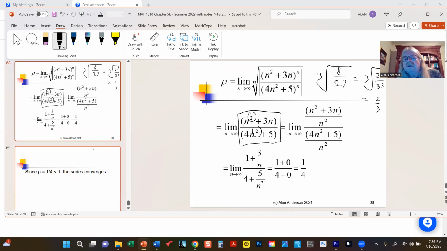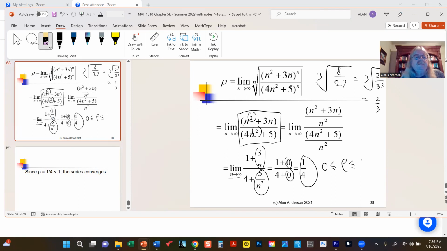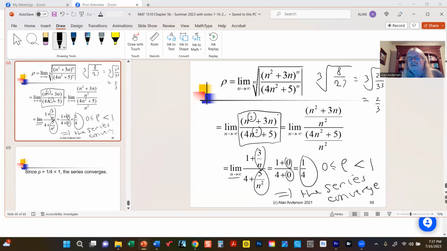So we end up with the limit of 1 plus 3 over n divided by 4 plus 5 over n. And the beauty of this is that the limits here, as n goes to infinity, will both be 0. So we ultimately end up with 1/4, which falls within the range that we're looking for. And therefore, this series converges. And that's it. So that one is done.